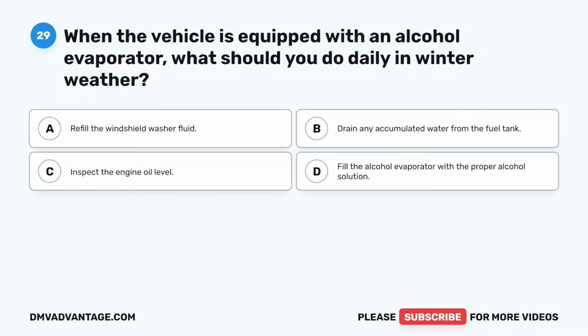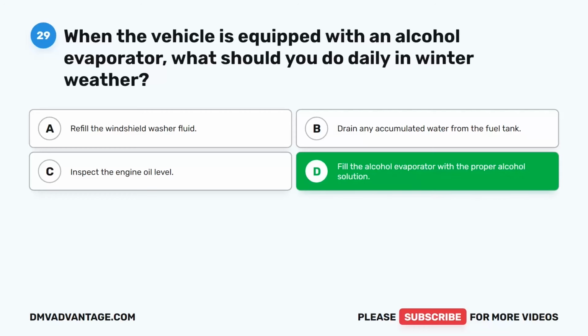Question 29. When the vehicle is equipped with an alcohol evaporator, what should you do daily in winter weather? A, refill the windshield washer fluid. B, drain any accumulated water from the fuel tank. C, inspect the engine oil level. D, fill the alcohol evaporator with the proper alcohol solution. The correct answer is D. Fill the alcohol evaporator with the proper alcohol solution.